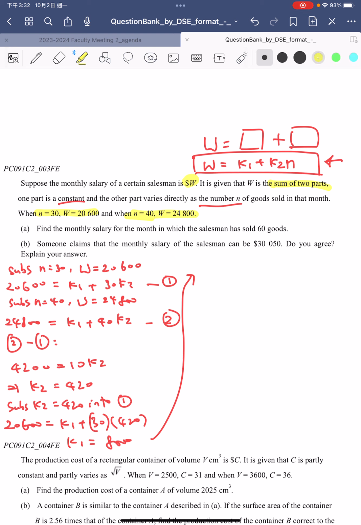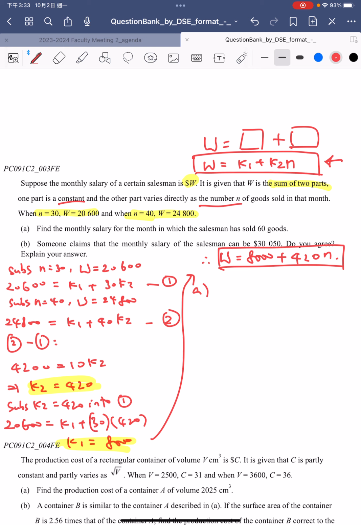Now after we get the relationship between k1 and k2, we can find our initial relation, where k1 and k2 can be replaced by k2 equal to 420 and k1 equal to 8,000. So we have w is equal to k1, which is 8,000 that we found, plus k2, which is 420, times n. So that's the relationship between w and n.